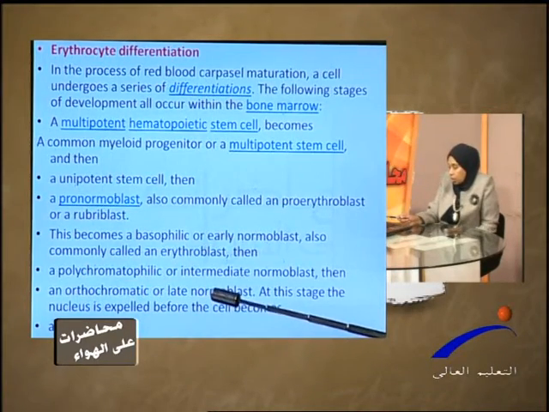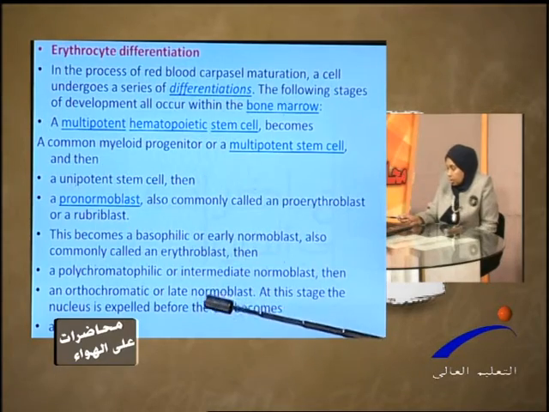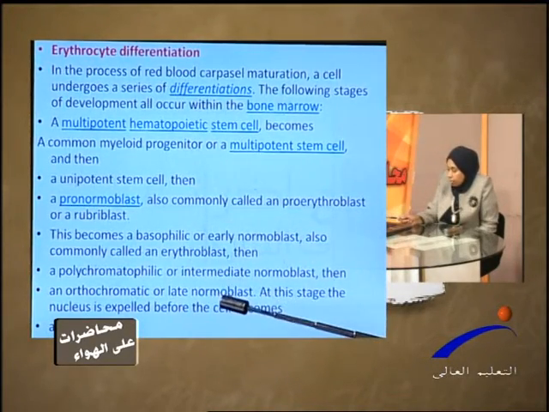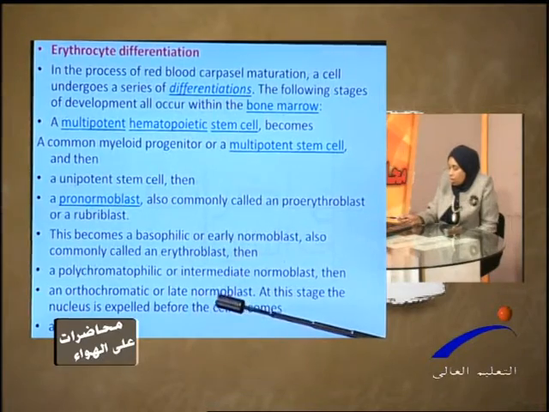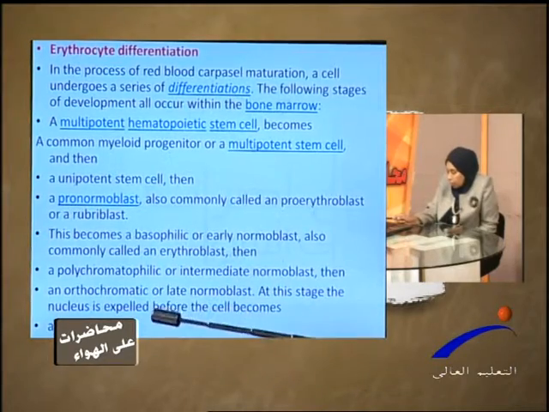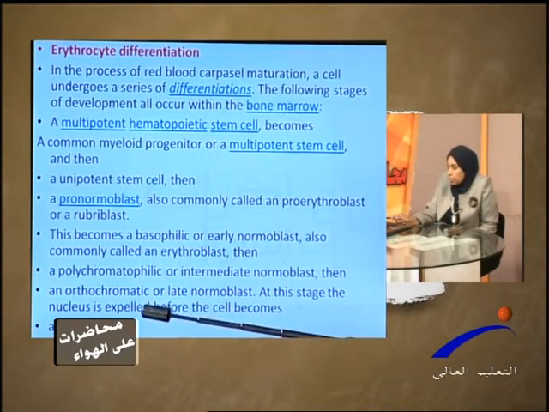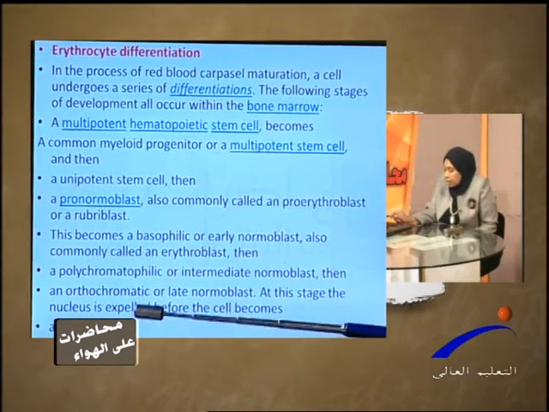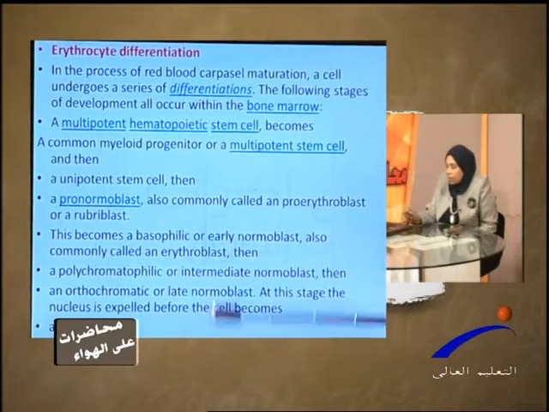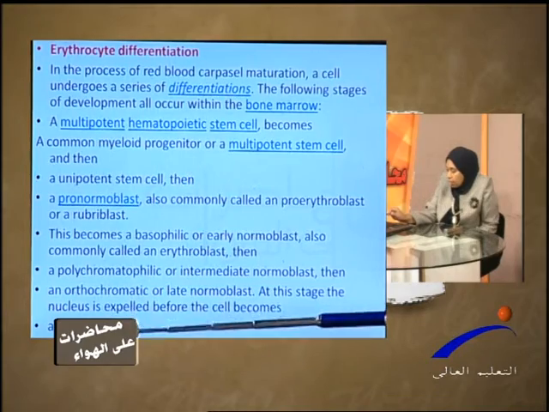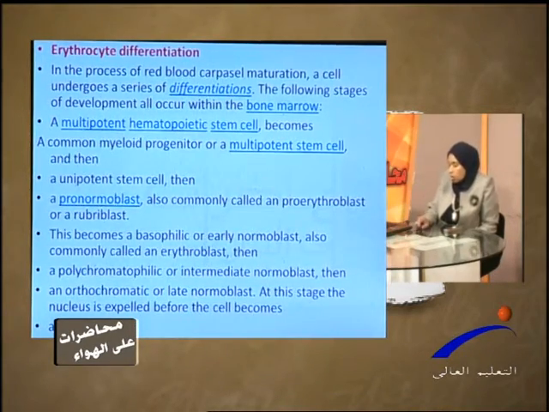I will show you a figure now. All of these have a nucleus. But the late normoblast is the last stage that has a nucleus, because at this stage the reticulocytes are formed, because the nucleus is expelled. They extrude the nucleus and become reticulocytes. The reticulocyte is the immature RBC that I can find in the peripheral circulation. This is the first stage I can see in the peripheral smear, the reticulocyte stage.